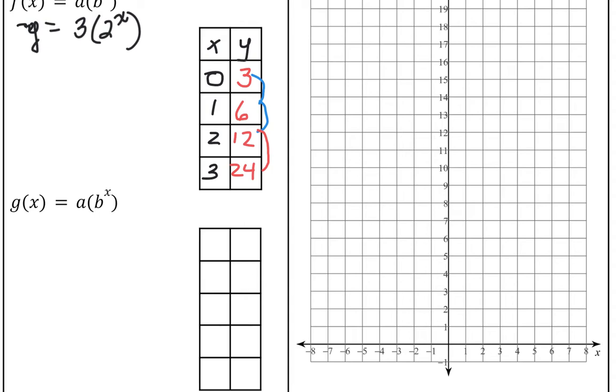So let's see what those points look like. When x is 0, y is 3. When x is 1, y is 6.